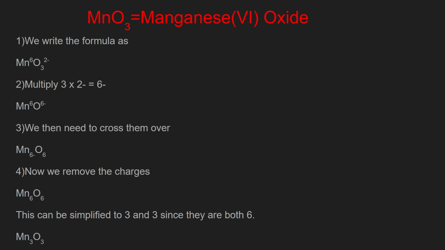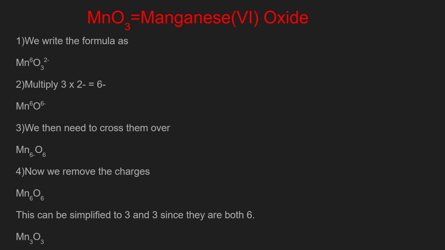We would multiply these two numbers because 3 represents how many oxygen atoms there are, and 2 represents the charge of oxygen. So after multiplying those two, we would then get Mn6O with 6 minus. We would then need to cross them, which would give us Mn6 minus O6.